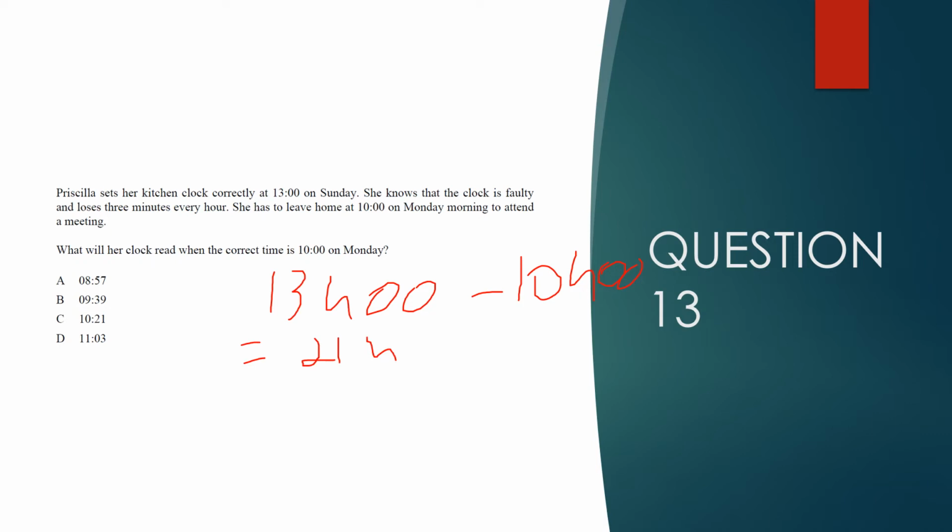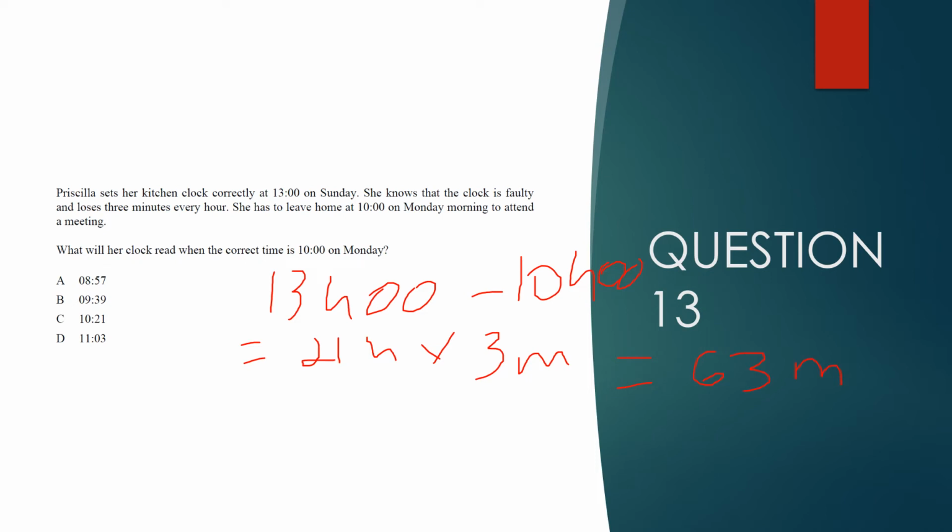All right, so the information is telling us that for each and every hour from these 21 hours, the clock is losing 3 minutes. So you want to find out how many minutes altogether have been lost. How do you find that out? 21 multiplied by 3 minutes. This is equal to 63 minutes.